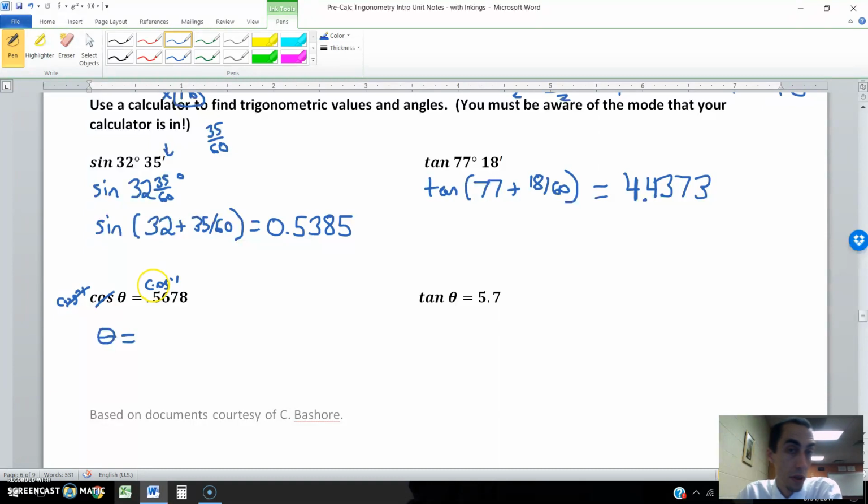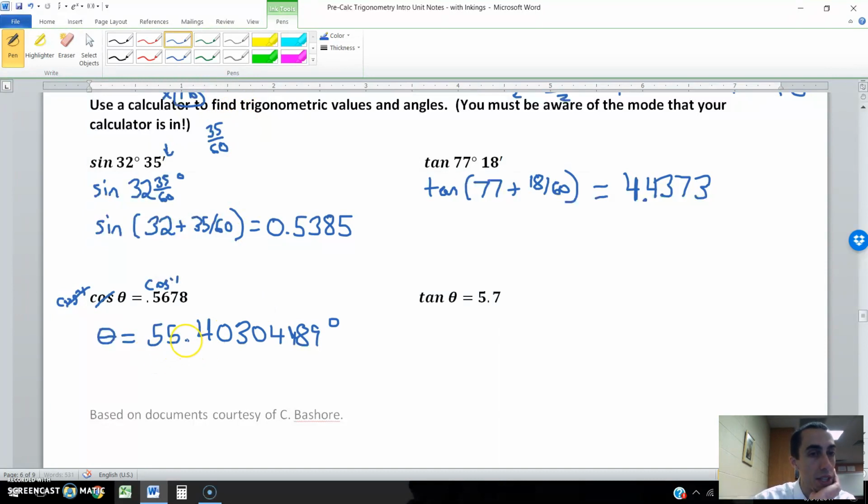So on your calculator, what you'll do is enter cosine inverse of 0.5678. When you do that, you're going to be given an output of 55.40304489 and so forth. And so this is an angle in degrees if you've got your calculator in degree mode.